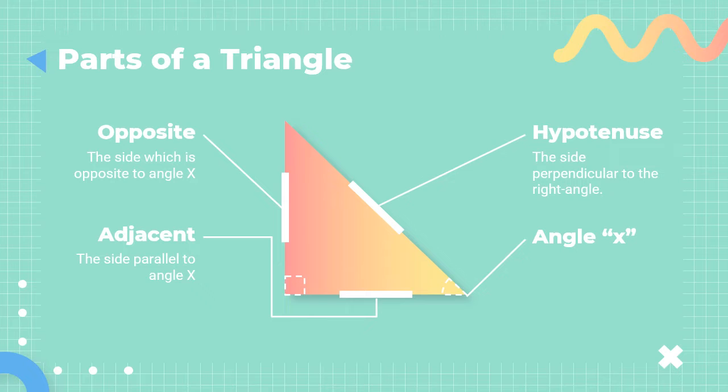Now, parts of a triangle. This is pretty basic, but it's nice to have a review on this. So the hypotenuse is the side opposite the right angle. And now let's use angle x as our common point here at the bottom right. So now with this angle x, we have the side opposite to angle x. That's going to be called the opposite side. And adjacent is the side next to angle x.